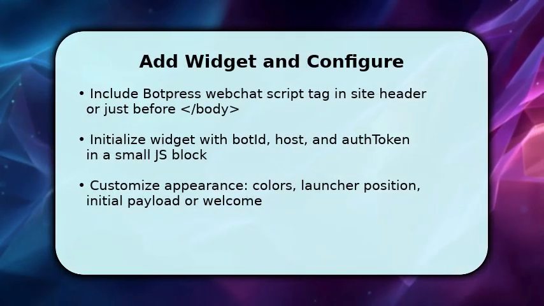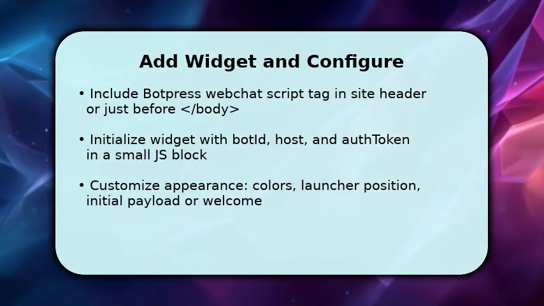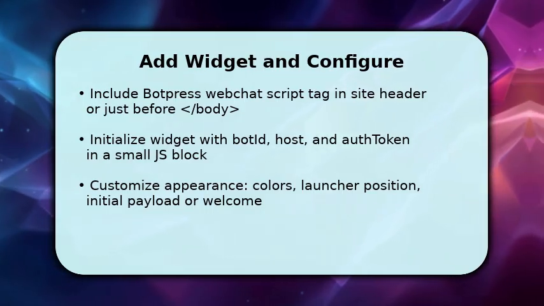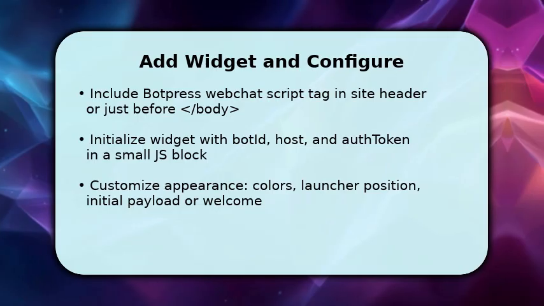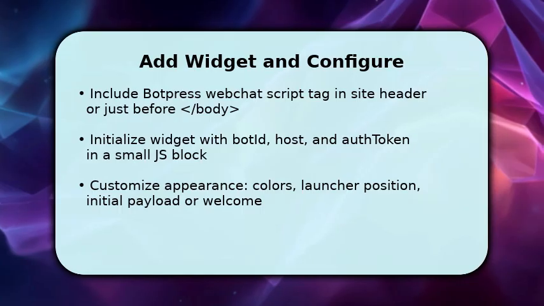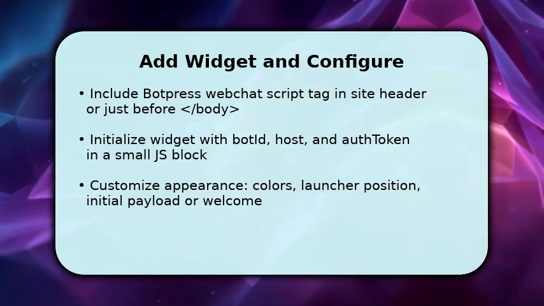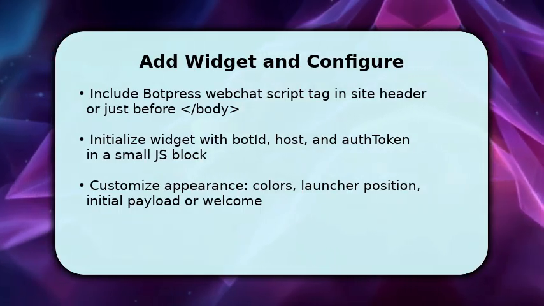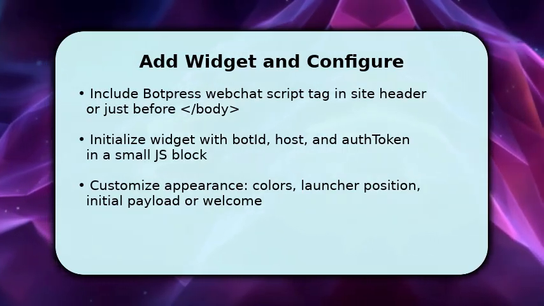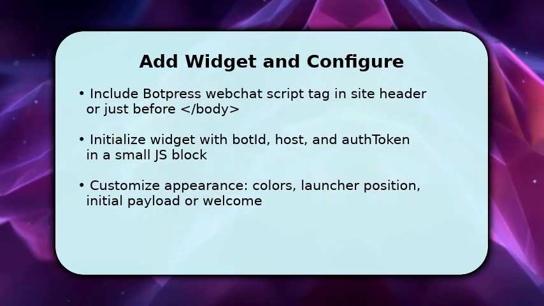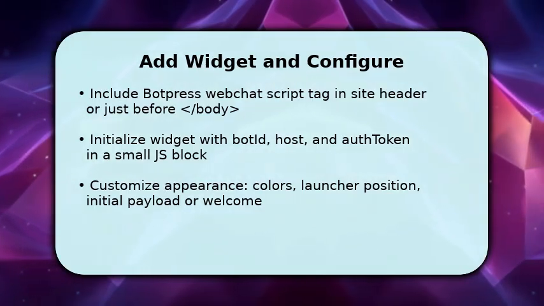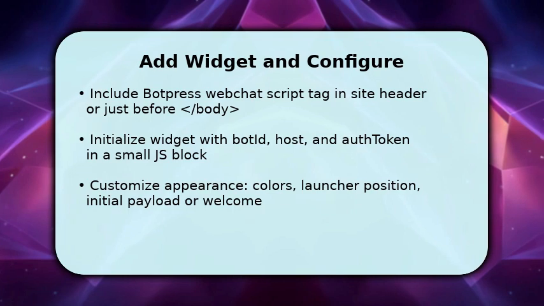Now add the Botpress web chat script to your site and initialize it with the bot ID, host URL, and auth token. This connects the client to your bot. Once initialized, configure welcome messages, session persistence, and styling options so the widget matches your site. Make sure to place initialization after the DOM is ready or in an async loader. Otherwise, the widget may fail to bind. These middle steps establish runtime behavior and user experience for real interactions.